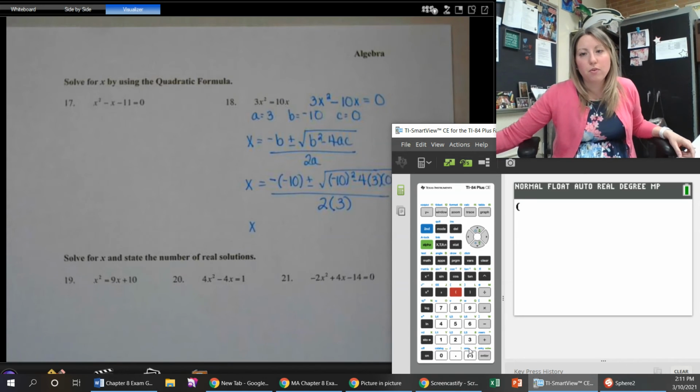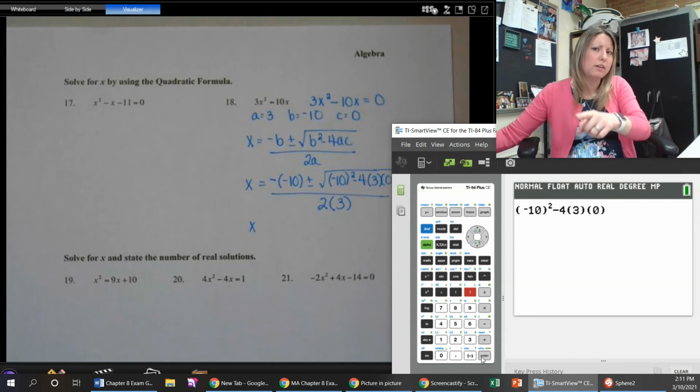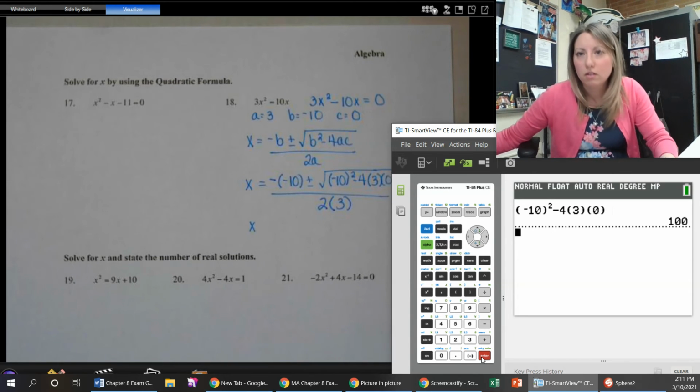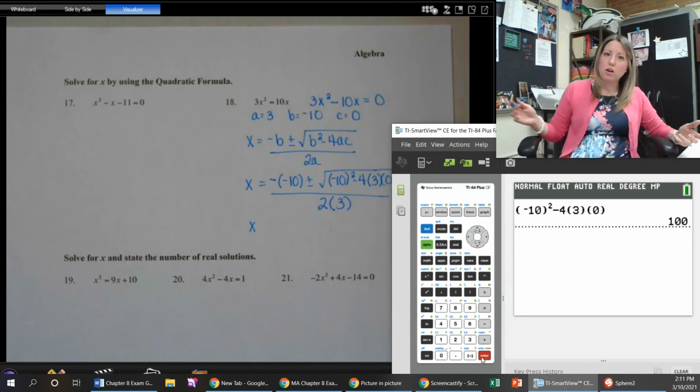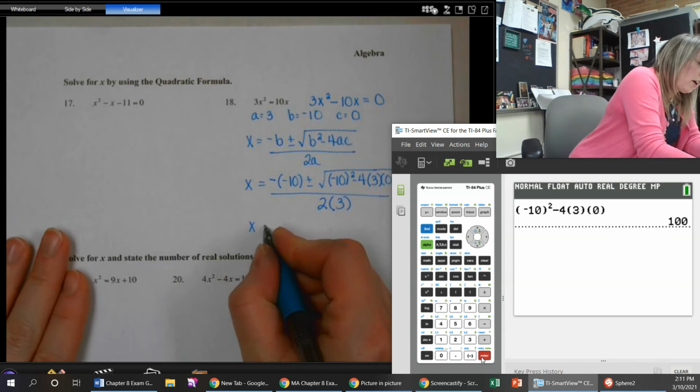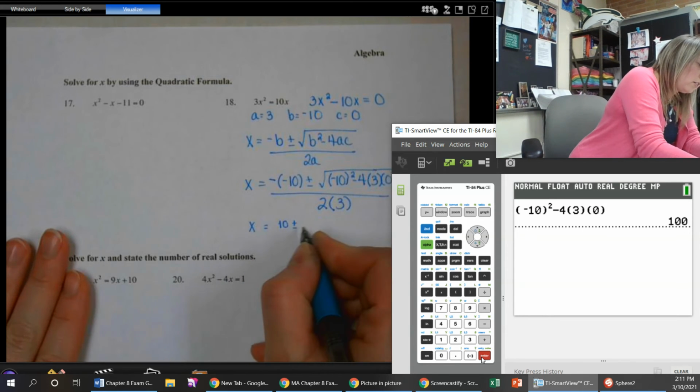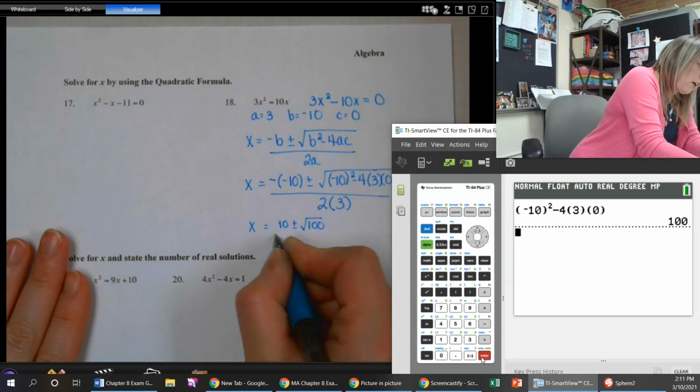Let's see, in parentheses, negative 10 squared. So I'm putting that in parentheses to make sure I do it right. Minus 4 times 3 times 0. Well, wait a minute. Anything times 0 is 0, right? So the back end is 0. And negative 10 times negative 10 is 100. This is a perfect square under the radical. So I get a positive 10 plus and minus the square root of 100 divided by 6.